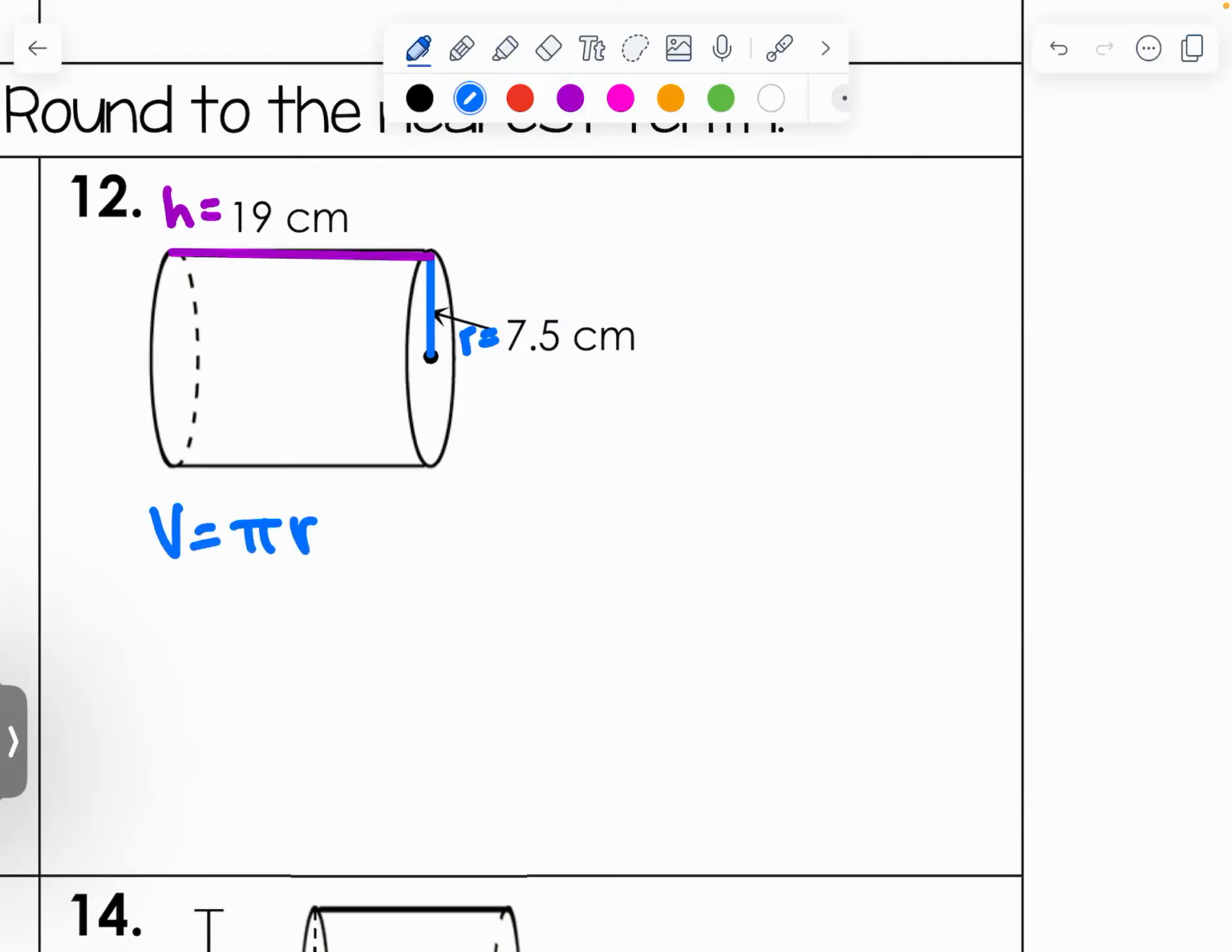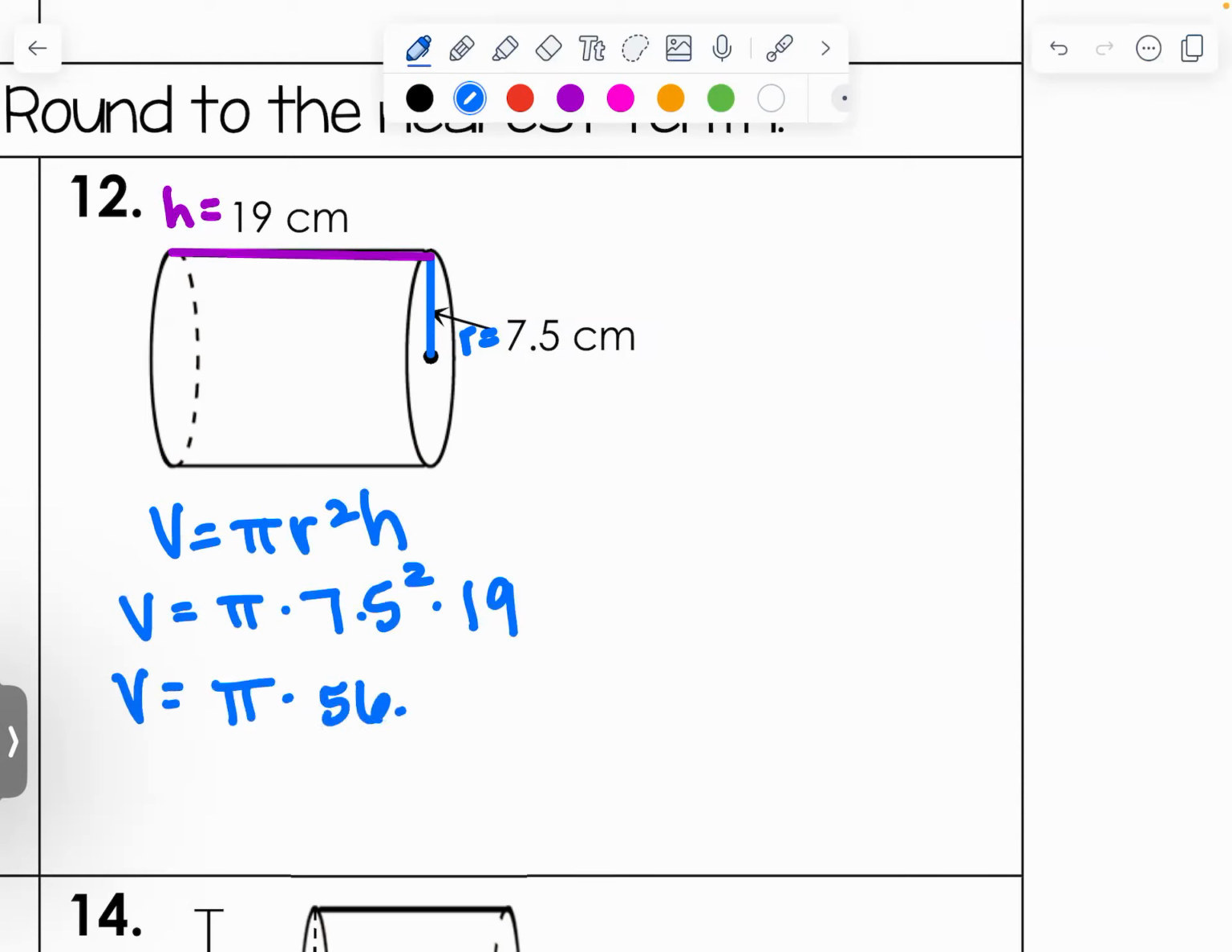Volume is pi r squared h. Wait, what is the R? What's the R? Radius. Oh. Okay, hey, Tony, what was 7.5 squared? Okay, so if we take 3.14 times 56.25 times 19, and if the dots are confusing you, you could just use parentheses. Maybe that would be better.